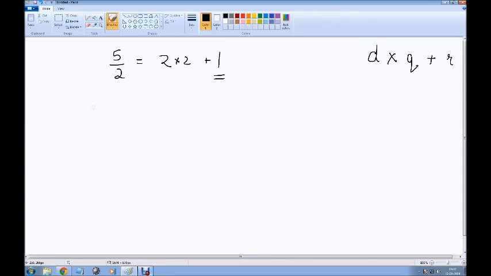Now actually my main aim in this video is to tell you about the modulus of a negative number. So let's take another example. Let's take 12 by 5. So 12 by 5 can be written as 5 into 2 plus 2. Easy? Yes. Now let's try doing minus 12 by 5.